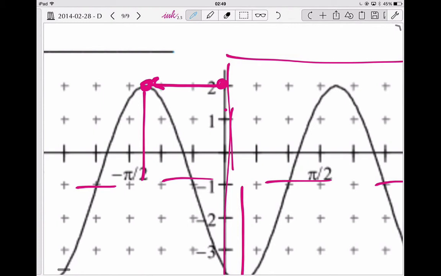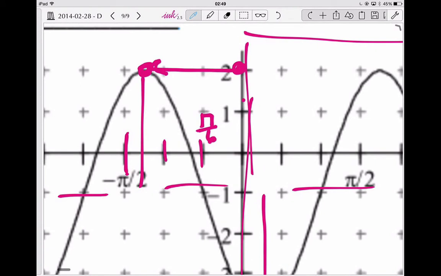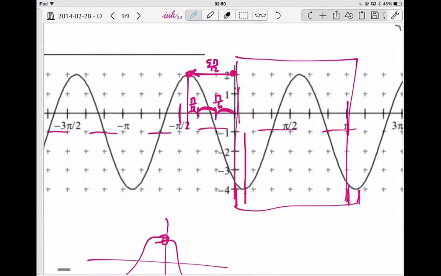Well, let's see. If this is pi over 2 and pi over 2 is cut into thirds, then each of these must be pi over 6. But then the line I drew is halfway between there, so this has got to be about pi over 12. The space amount, not the actual address. So 1 pi over 6, 2 pi over 6, and then a pi over 12. Let me count by 12s: 2 pi over 12, 4 pi over 12, and then one more makes 5 pi over 12. So maybe that's my phase shift.